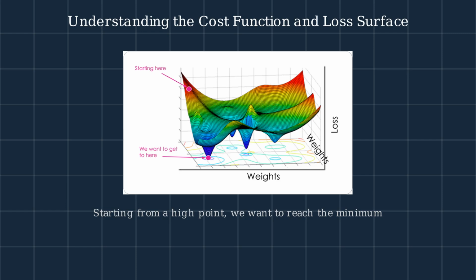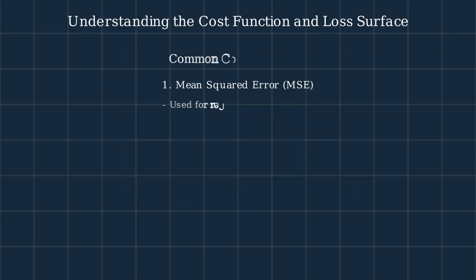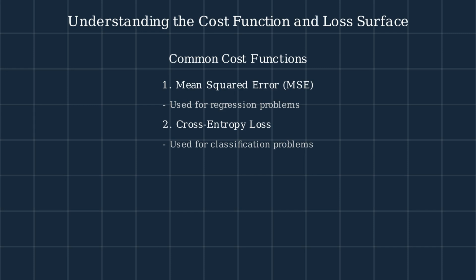The shape of this surface depends on our model and the data. There are different types of cost functions used in machine learning. The choice depends on the type of problem we're solving. Mean squared error, or MSE, is the average of the squared differences between predicted and actual values. It's commonly used in regression problems.